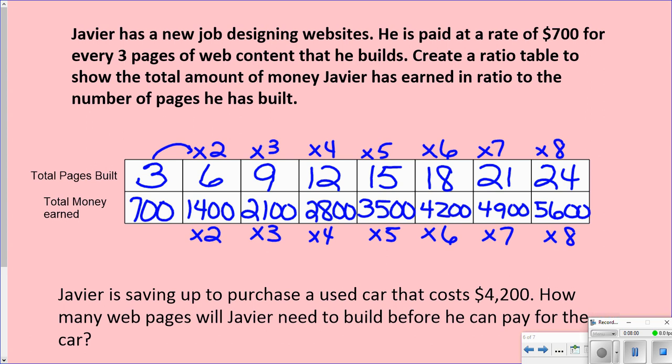And now we have a question. Javier is saving up to purchase a used car that costs $4,200. How many web pages will Javier need to build before he can pay for the car? So he absolutely needs to build 18 pages. And the information was found right in the table.